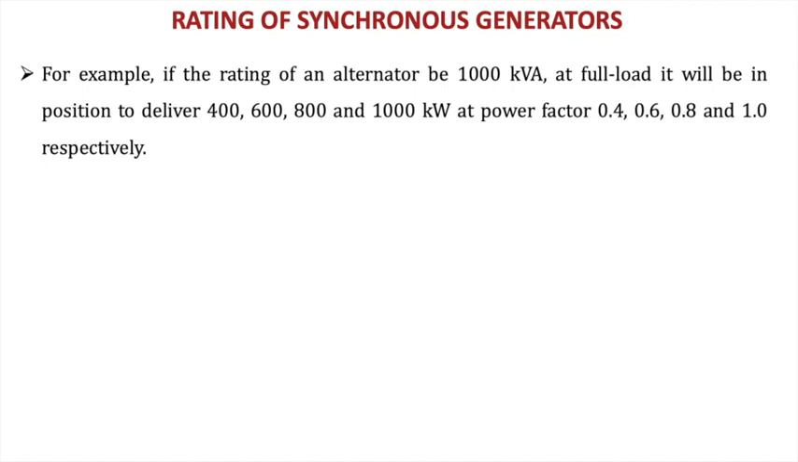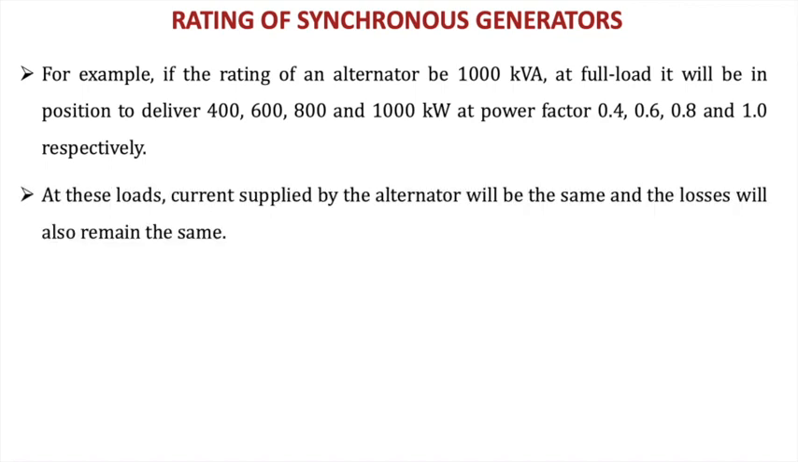Now, for example, if an alternator is rated at 1000 kVA at full load, and suppose it delivers power to different loads at different power factors. If the power factor is 0.4, it will deliver only 400 kilowatts. If the power factor changes to 0.6, it will deliver 600 kilowatts, and so on. If the power factor is 1, it will deliver the maximum load, that is 1000 kilowatts, when it is rated for 1000 kVA. At these loads, the current supplied by the alternator will be the same, and the losses will also remain the same.